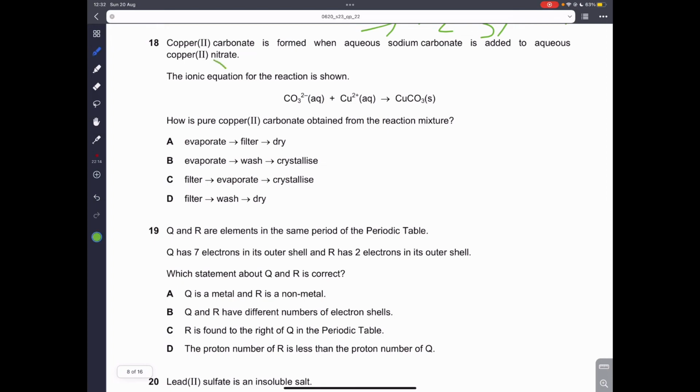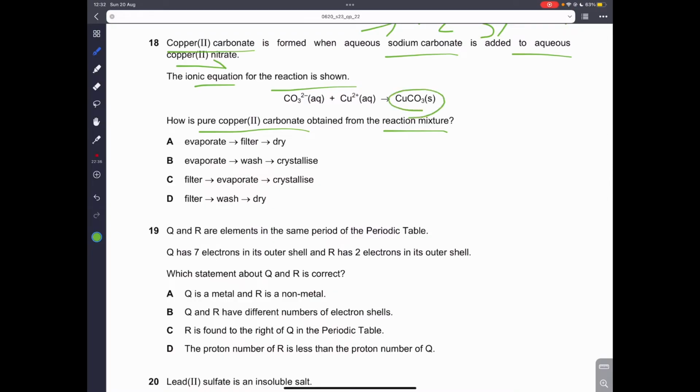Question 18. Copper-2 carbonate is formed when sodium carbonate is added to aqueous copper-2 nitrate. The ionic equation for the reaction is shown. How is pure copper-2 carbonate obtained from the reaction mixture? How is it obtained? Well, we know that the ions are going to react.